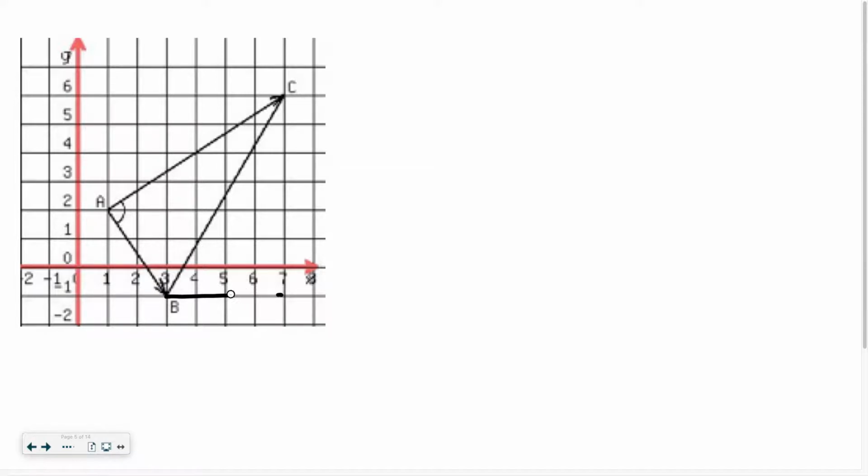In this case, to get from B to C, I need to trace right 4 units, right? And I need to trace upwards 7 units, okay? But what I'm really interested in is how do I get this distance right here? How do I find this piece? That's really what I'm interested in, okay? And so how do I do that?